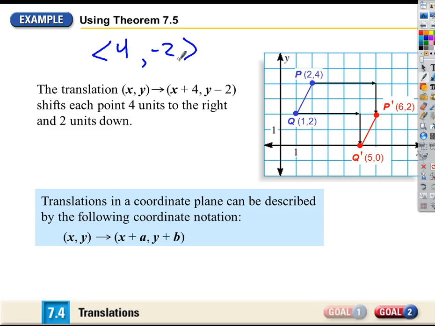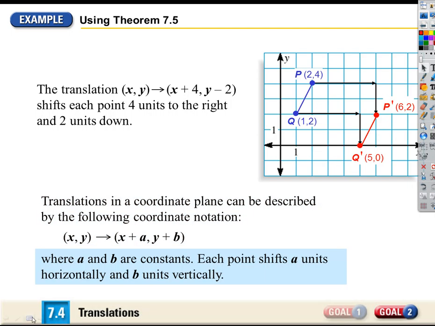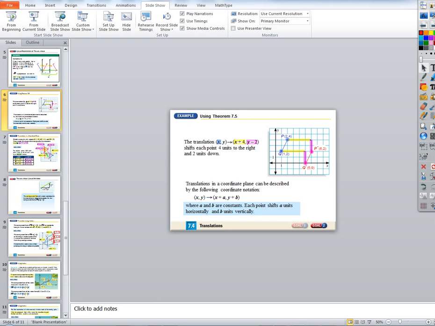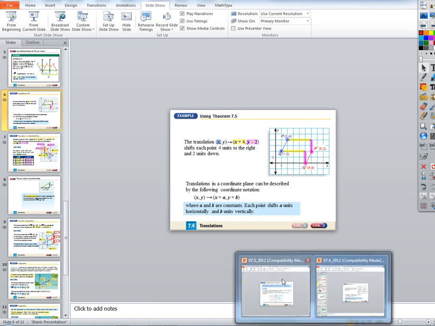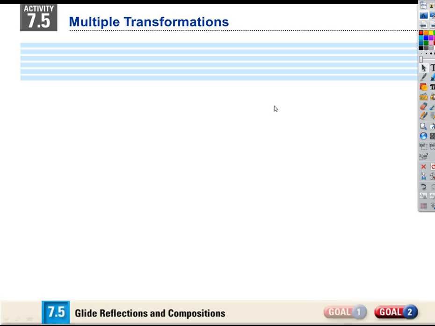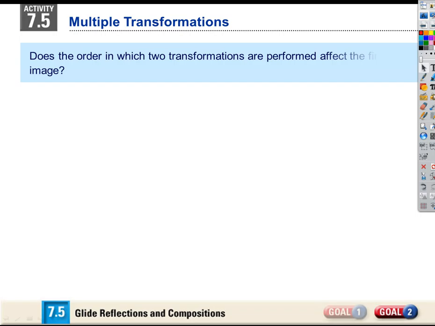A few questions on that I noticed on the homework. All right, so that's that stuff. I'm not going to do a lot with this. I'm going to let you figure this out on your own a little bit here. But the last section is what happens when we do combinations of transformations together. Okay, so multiple transformations. Does the order in which 2 transformations are performed affect the final image?